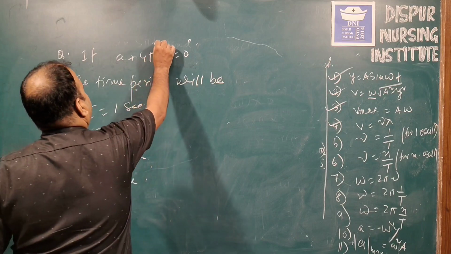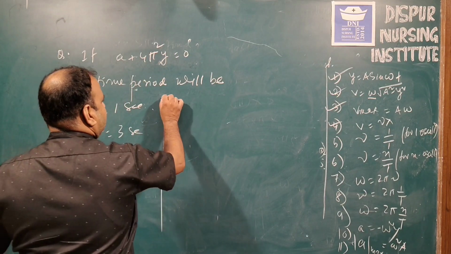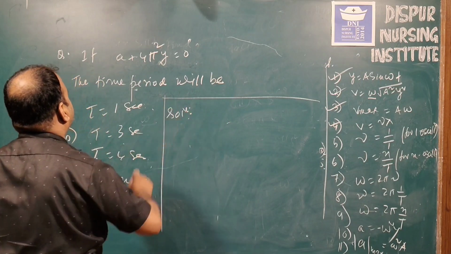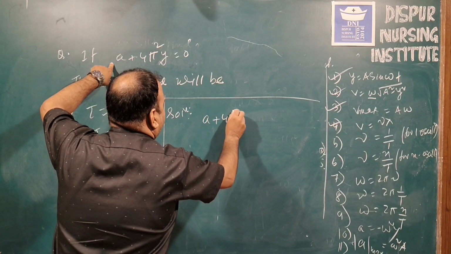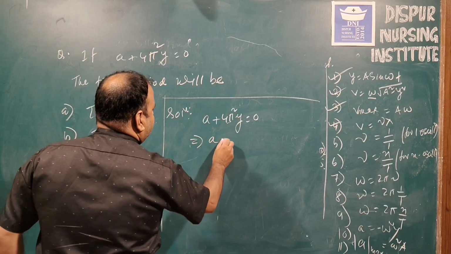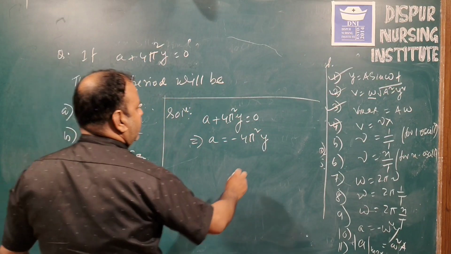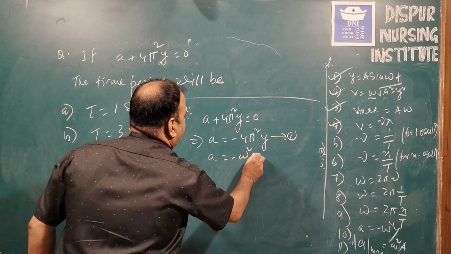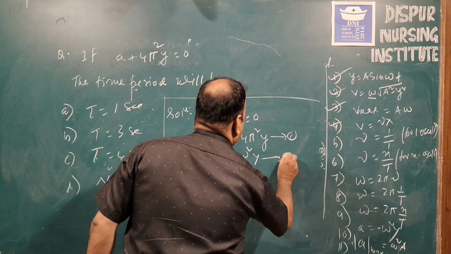So normally suppose it is 4 pi square, so a plus 4 pi square y. So what is the solution? You can see this is the solution. Here a plus 4 pi square y is equal to 0. So in this case we can write a is equal to minus 4 pi square y. This is equation number 1, and the normal equation of acceleration you already know, minus omega square y. This is equation number 2.